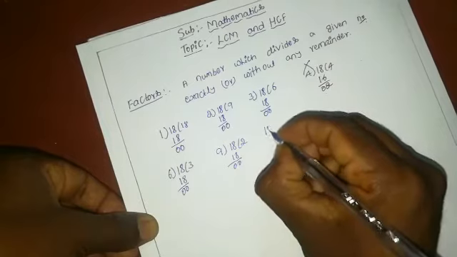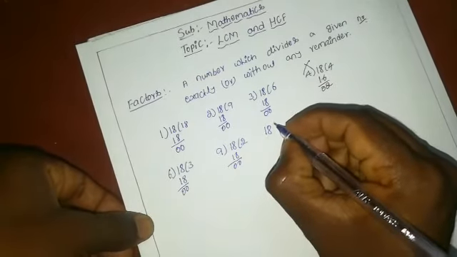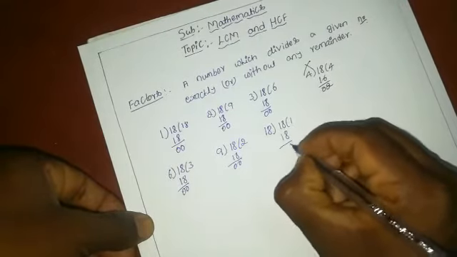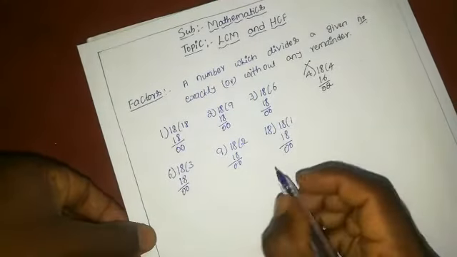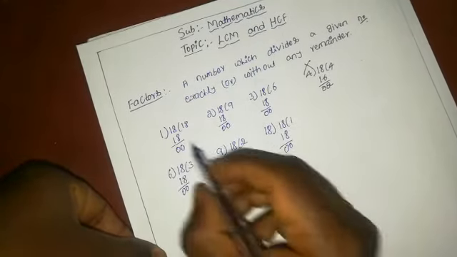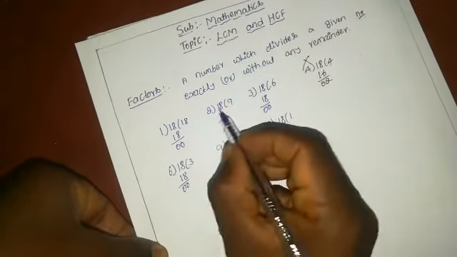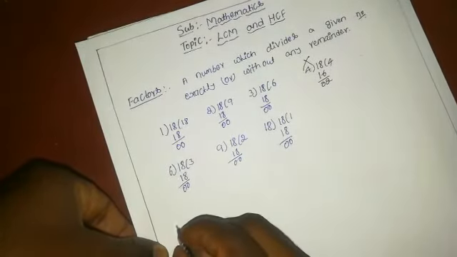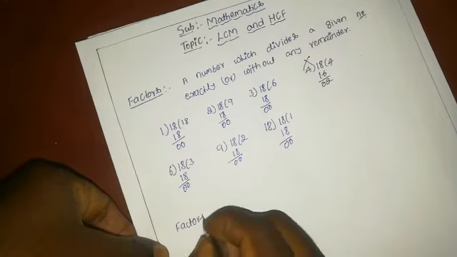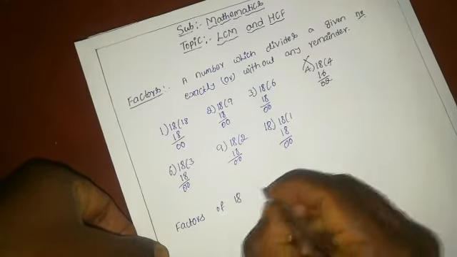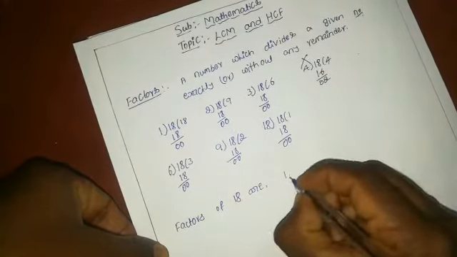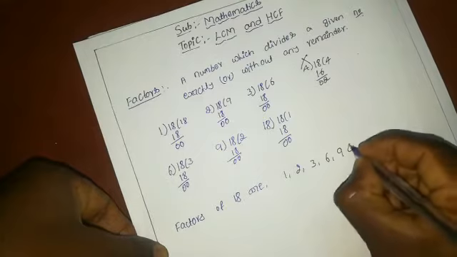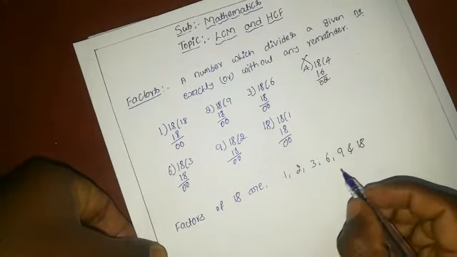And then a number is a factor of itself. 18 divides 18 how many times? 1 time, and the remainder is 0. By this we get the factors of 18. Which are the factors of 18? 1, 2, 3, 6, 9 and 18 are the factors of 18. These are all the factors of 18.